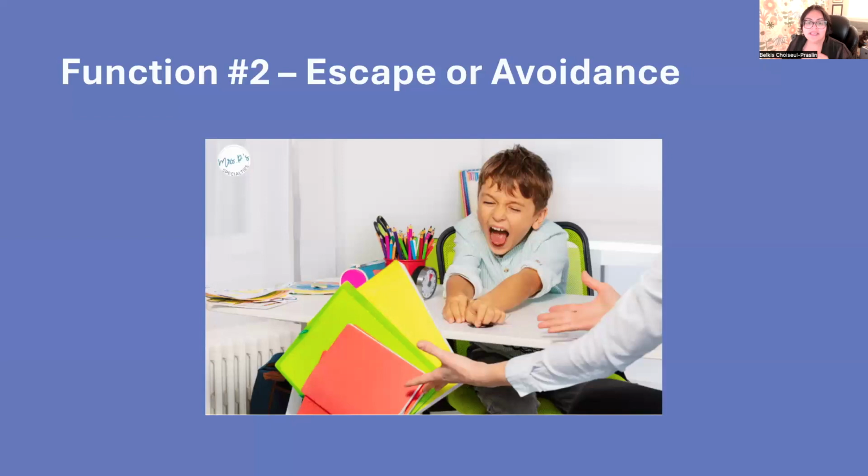So whether the escape is quiet, like shutting down, or loud, like throwing materials and yelling, that function is the same. Relief. The behavior removes or delays something the student is trying to avoid. And this is true across all support need levels, mild, moderate, extensive supports. What may look like defiance on the surface might actually be avoidance underneath.